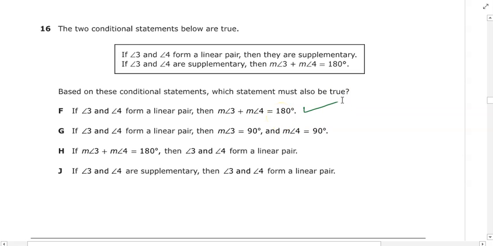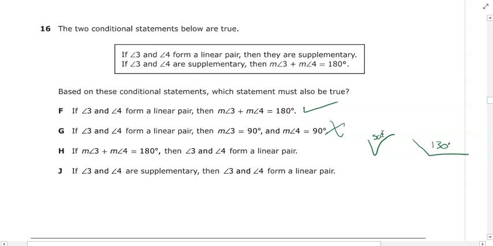Seems reasonable. If angle 3 and angle 4 form a linear pair, then angle 3 is 90, angle 4 is 90. We don't know that that's true. You can have plenty of other angles that are linear pairs that don't have to be 90. You could have 180. If angle 3 plus angle 4 equals 180, then they form a linear pair. That's not necessarily true. Just because you have 2 angles that add up to 180 doesn't mean they have to be adjacent to each other and form a line, because you could have some angles here that this is, let's say, 50 degrees, and you have a different angle over here that's 130 degrees. These 2 angles add up to 180, but they're not a linear pair.